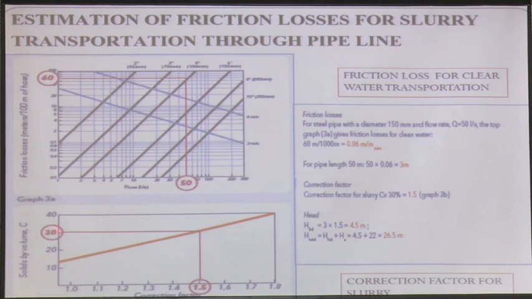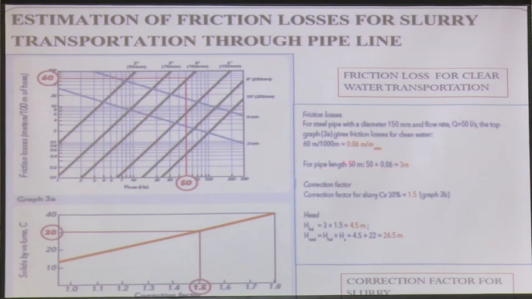Now, to convert it into the slurry, you have to use a correction factor. Here again, percent solids by volume, 30%. Take the 30% line, draw a straight line, wherever you are connecting with this line, drop a perpendicular down, pick up the correction factor, multiply that correction factor, right.